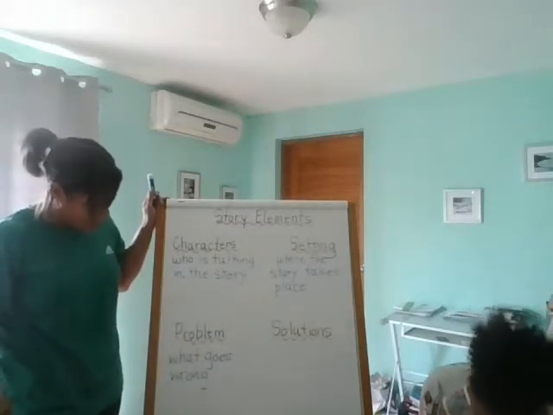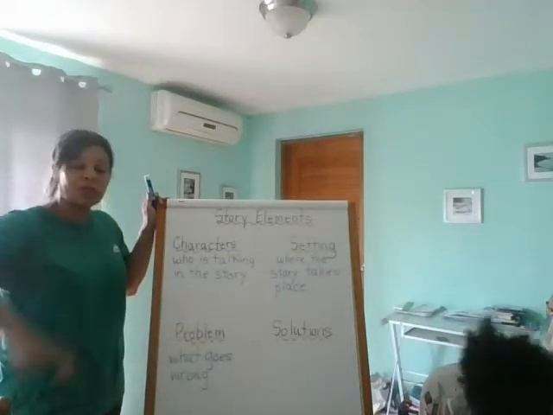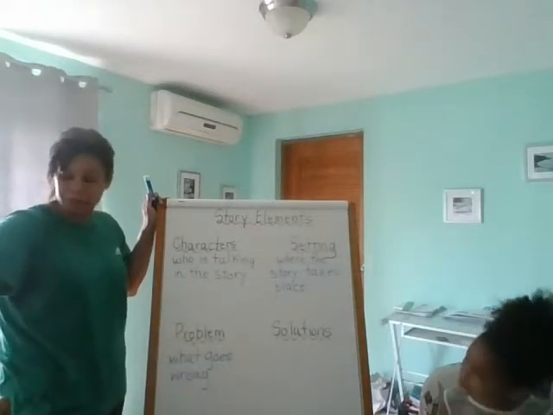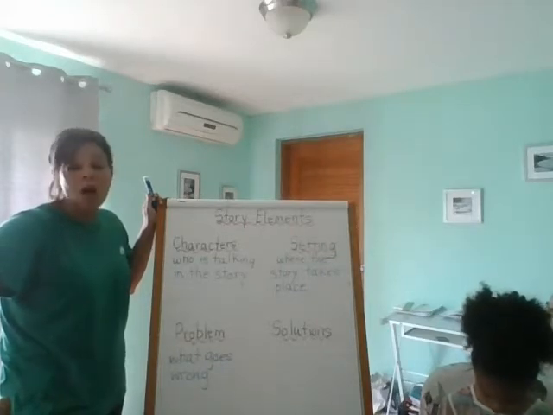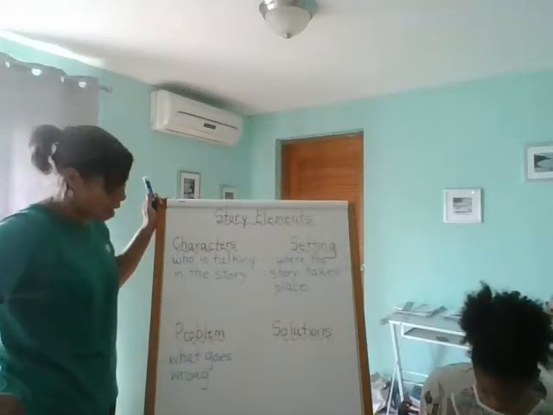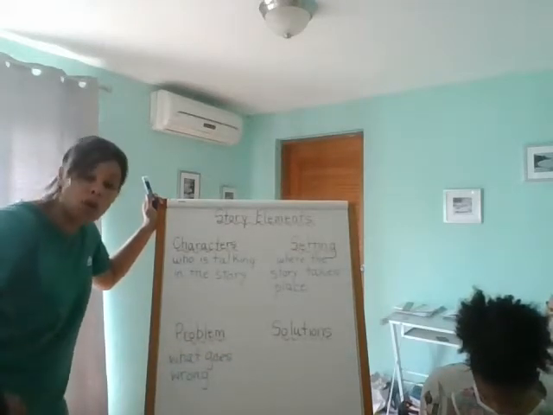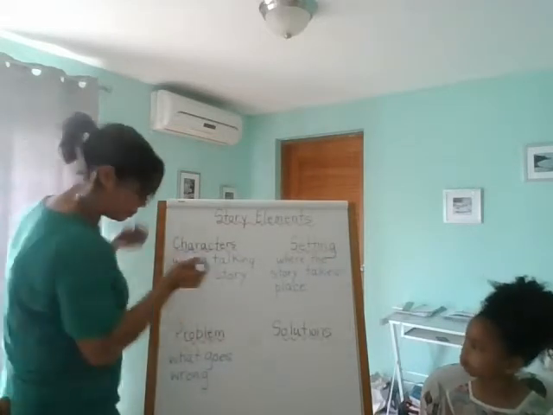If the problem is what goes wrong, what do you think the solution could be? Anybody? Lennox? The solution could be how they fix the problem. Very good. So the solution would be how you fix the problem. How does the problem get solved? How do you fix it? What do the characters do to fix the problem?